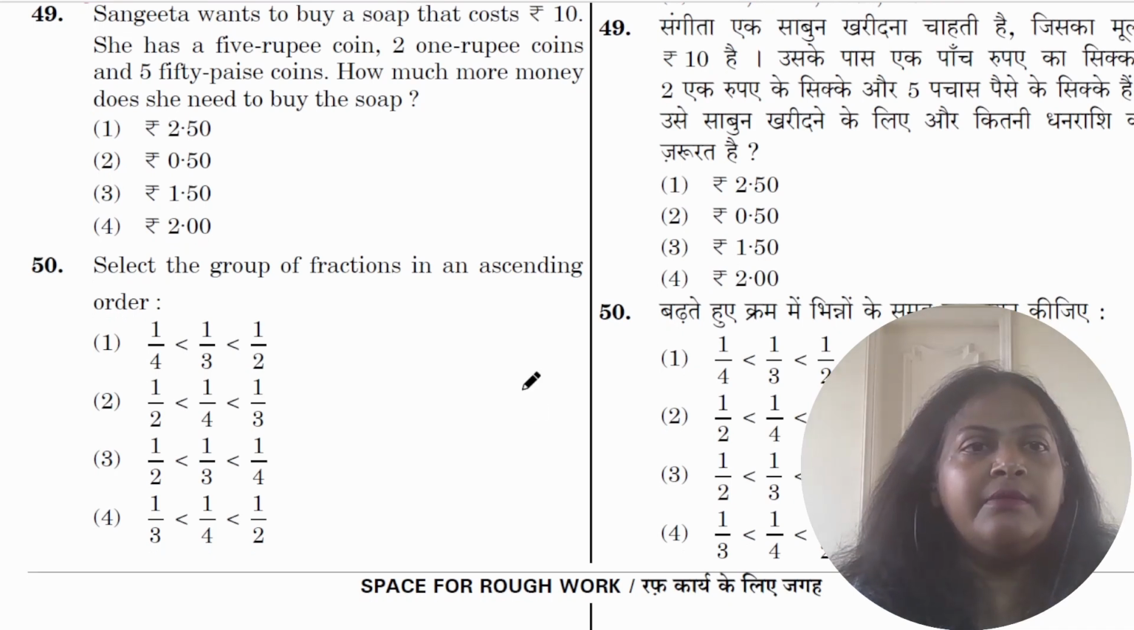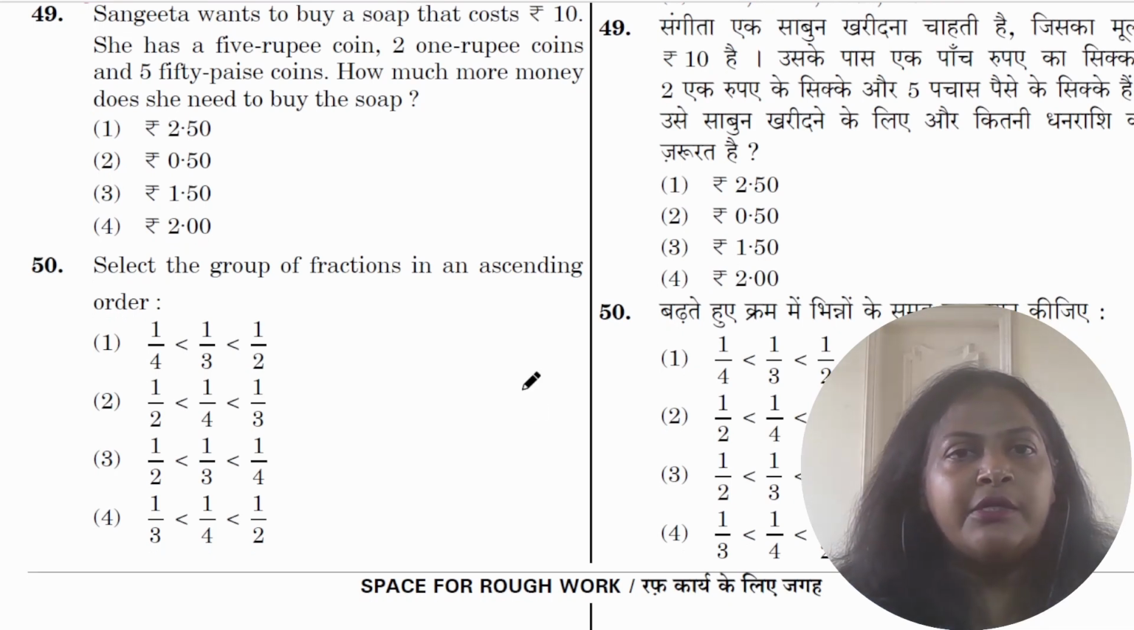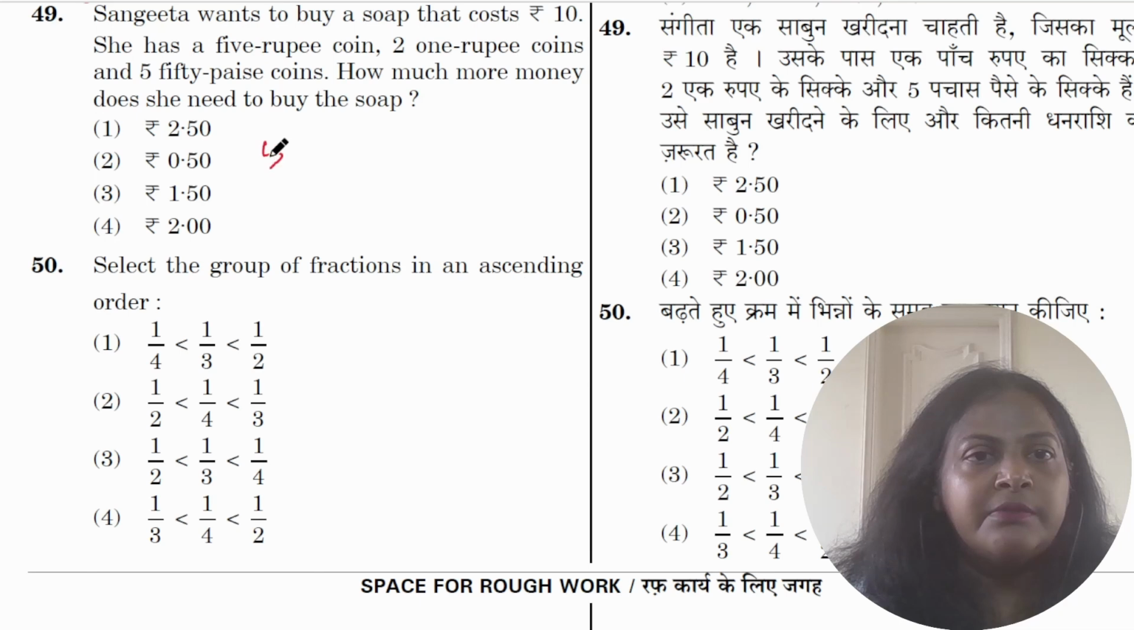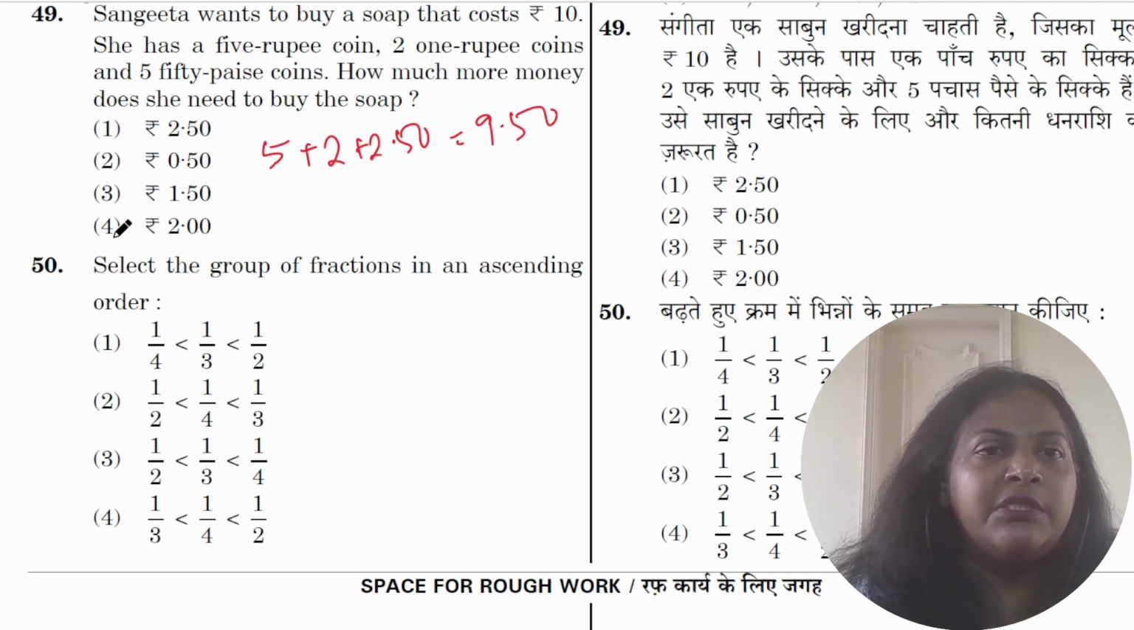Question 49. Sangeeta wants to buy a soap that costs 10 rupees. She has a 5 rupee coin, so she has 5 rupees. She has two 1 rupee coins, so that's 2 rupees, and five 50 paisa coins, that is 2 rupees 50 paisa. So she has a total of 9 rupees 50 paisa. How much more money does she need? She needs 50 paisa more, which is option number 2.